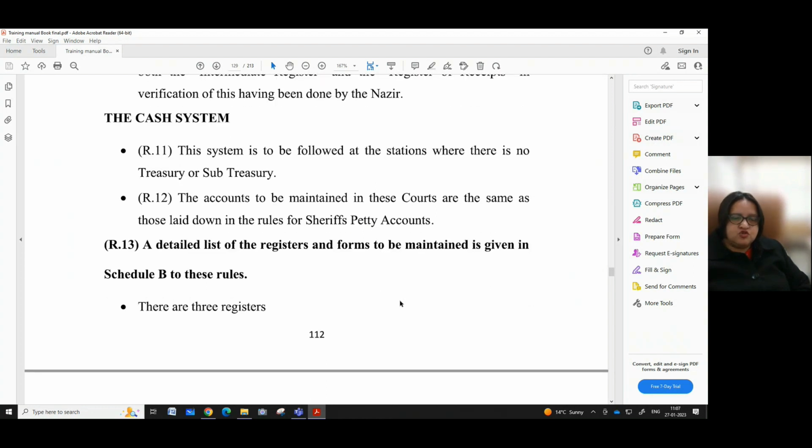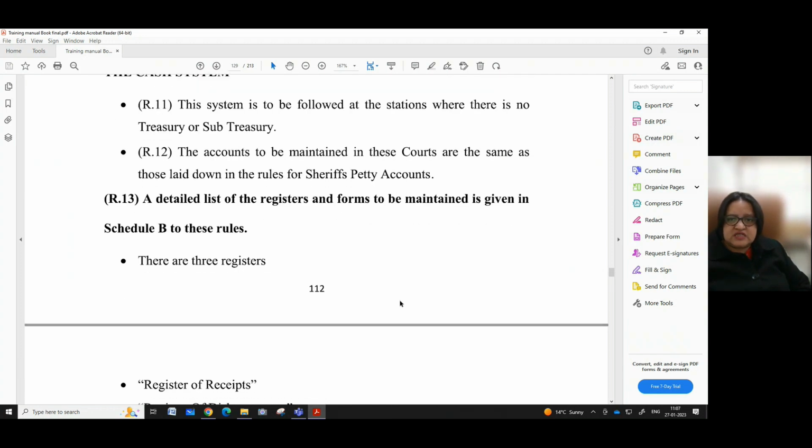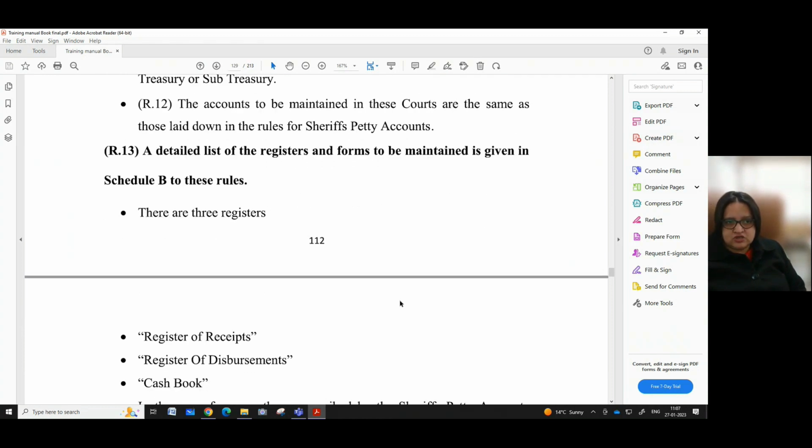The cash system. Rule 11 says that the system is to be followed at the stations where there is no treasury or sub-treasury. Rule 12 says that the accounts to be maintained in these courts are the same as those laid down in the rules for Sherriff petty accounts.